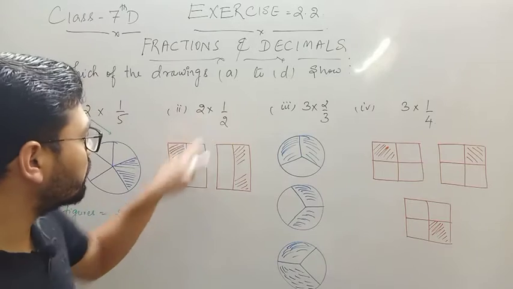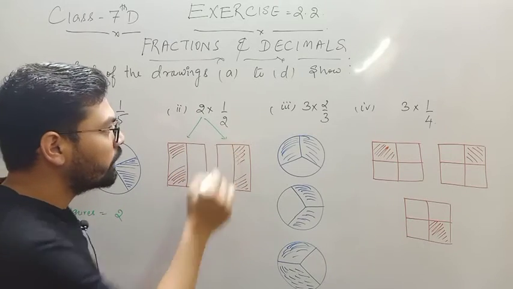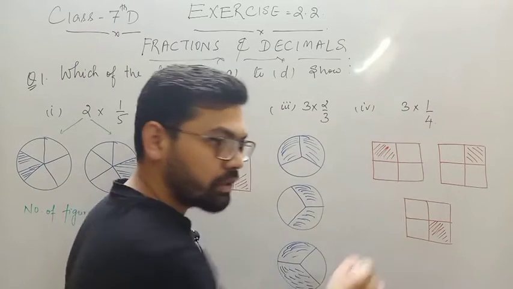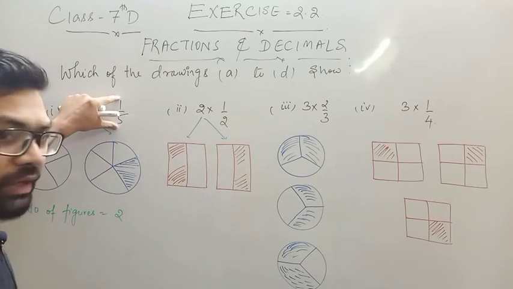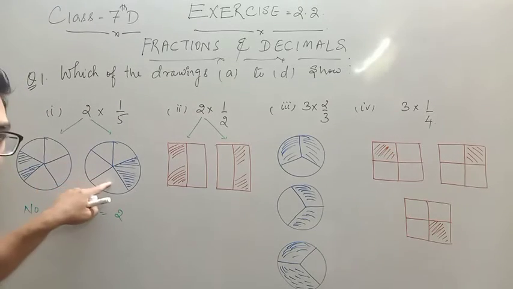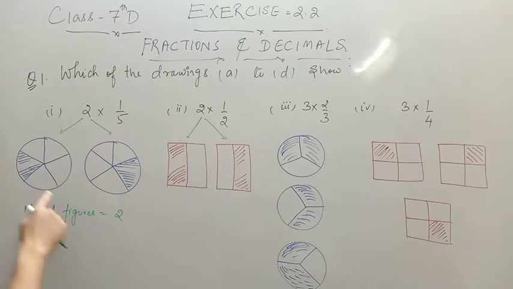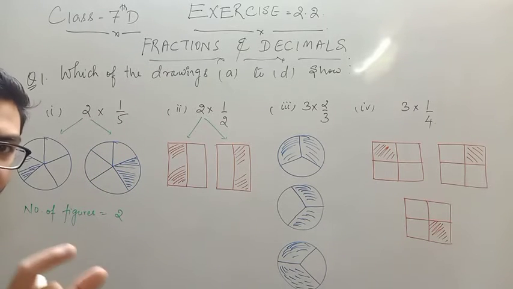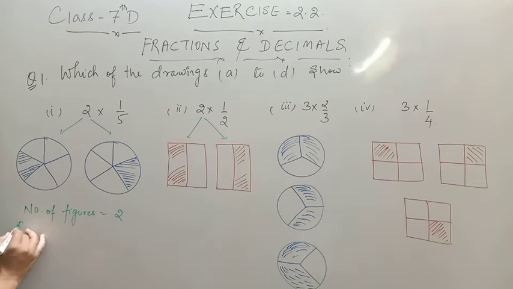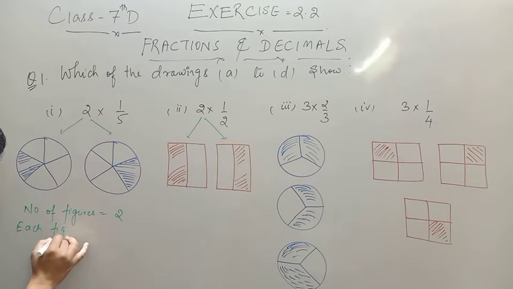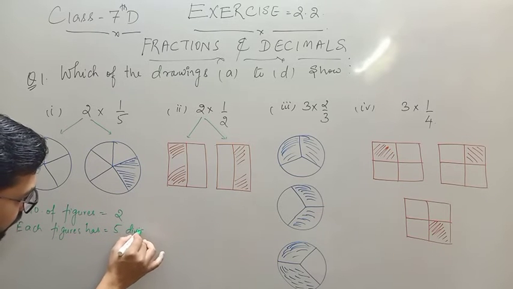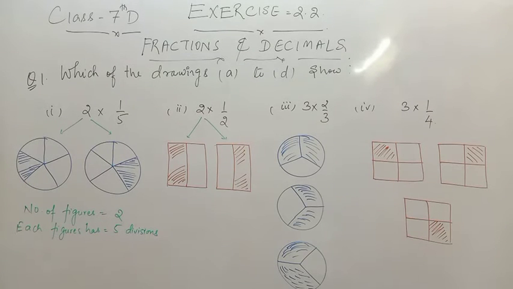Similarly here 2 indicates 2 figures, and here 3 indicates 3 figures, right? Now 1 by 5 shows that each figure has maximum 5 parts. Beta, 1 2 3 4 5, 1 2 3 4 5. So maximum parts, divisions कितने बेटा per figure? Each figure has 5 divisions, or you can say parts. Any doubt? I think this is visible on the board, right?